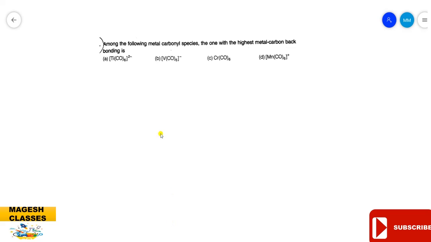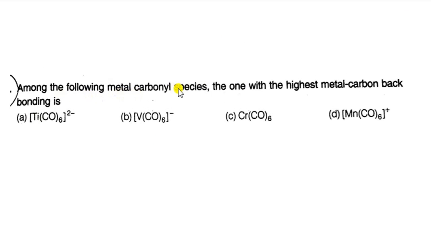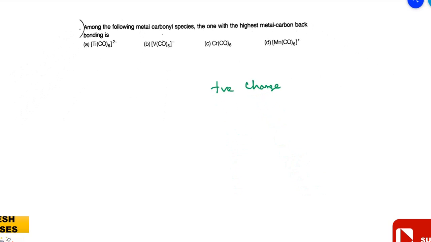Let us discuss the next question. Among the following metal carbonyl species, which one has the highest metal carbon back bonding? So it's a back bonding concept. Back bonding is between the metal atom and the ligand donor atom. In complexes having a positive charge on the metal, what happens? The back bonding decreases. When a negative charge is present, then only the back bonding is greater.